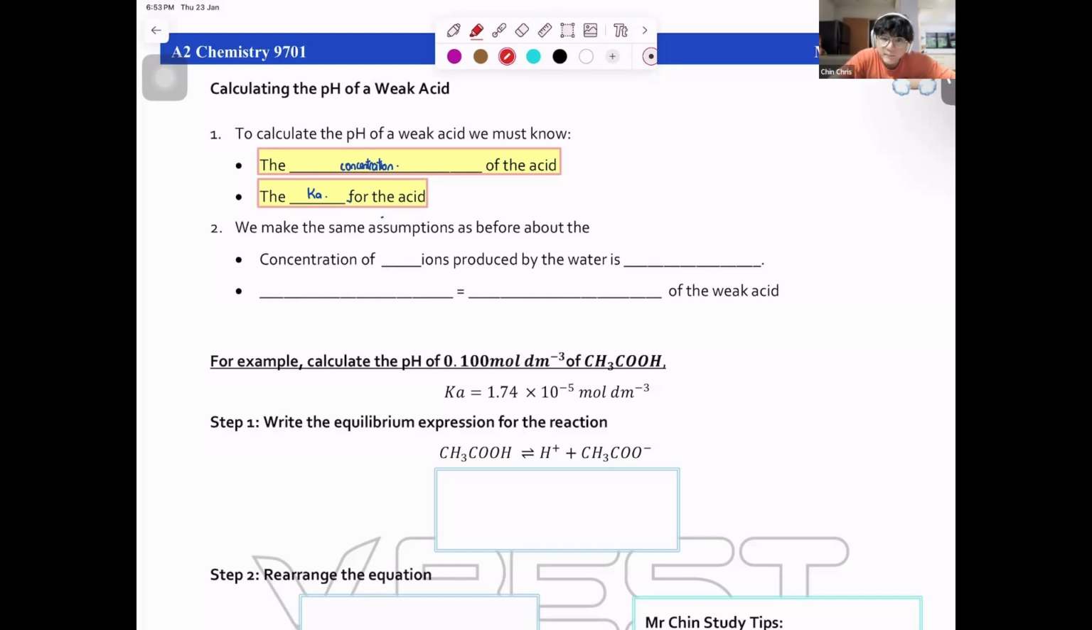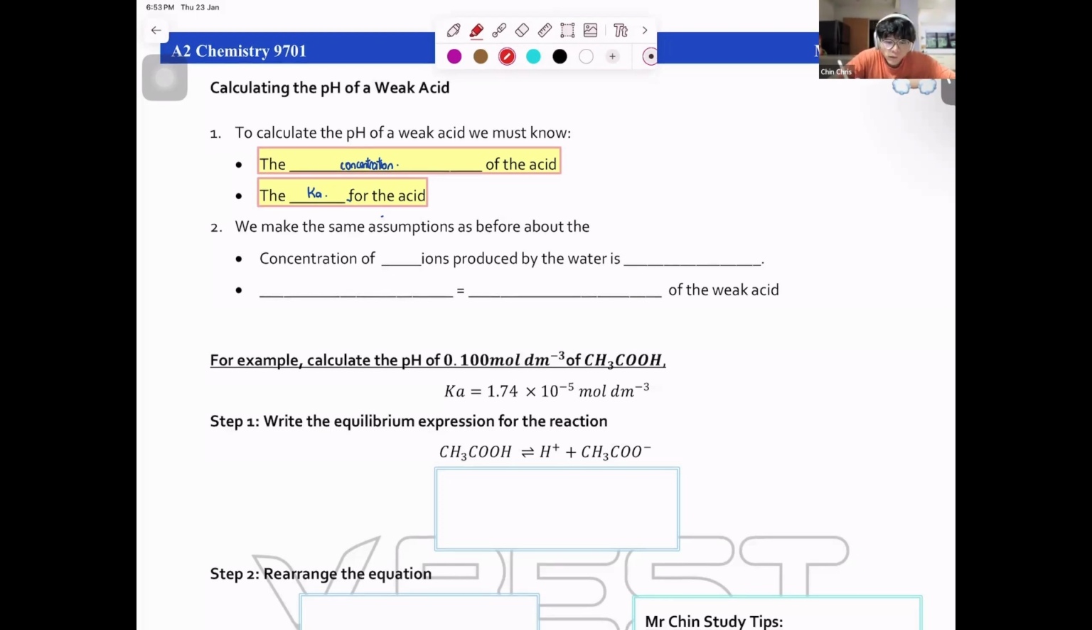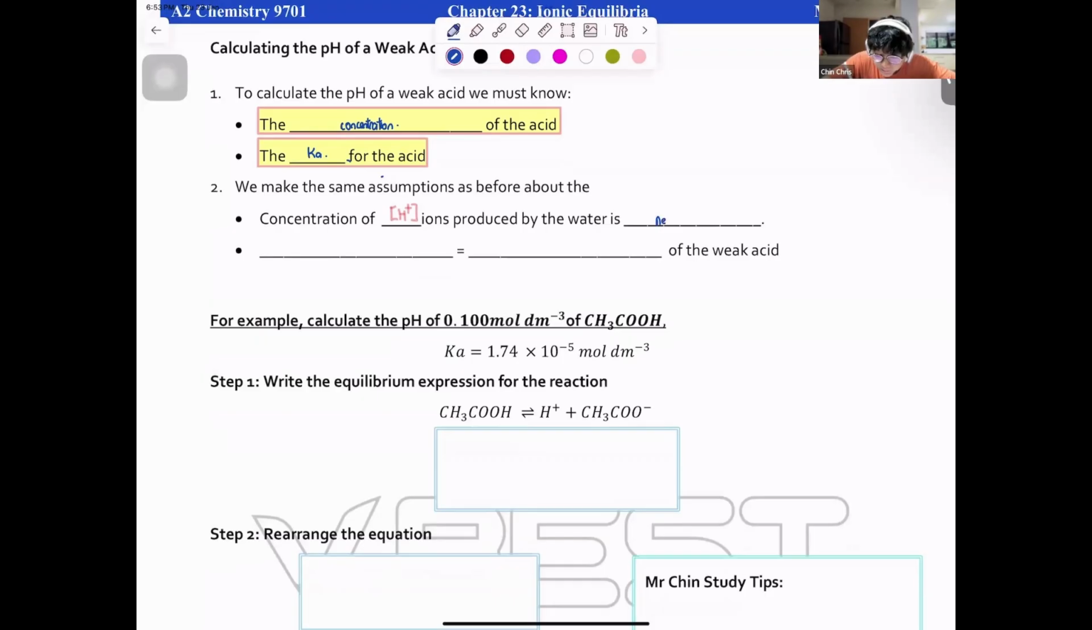Okay, so the same assumption that we have made before: the concentration of H plus ion produced by the water is negligible. And next, the second one is that the undissociated concentration of HA is the same as the dissociated concentration of HA. Yeah?